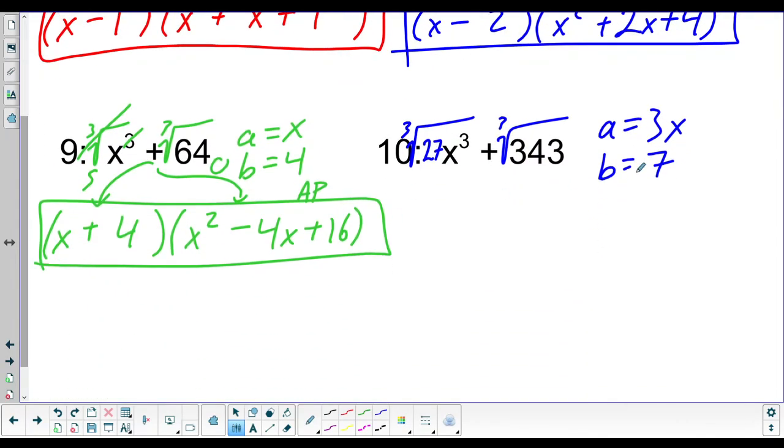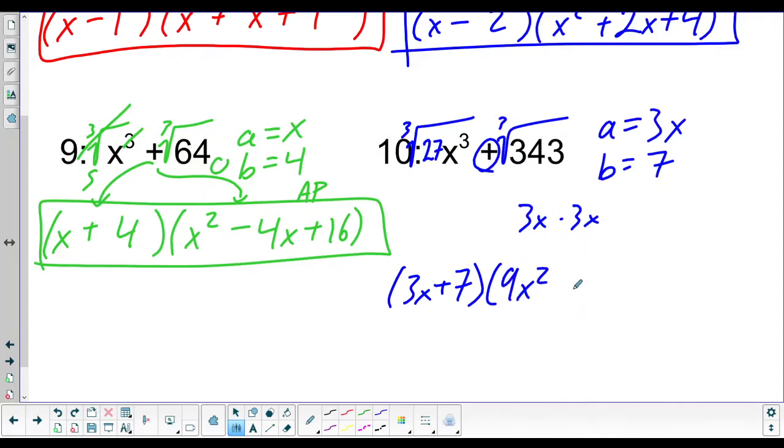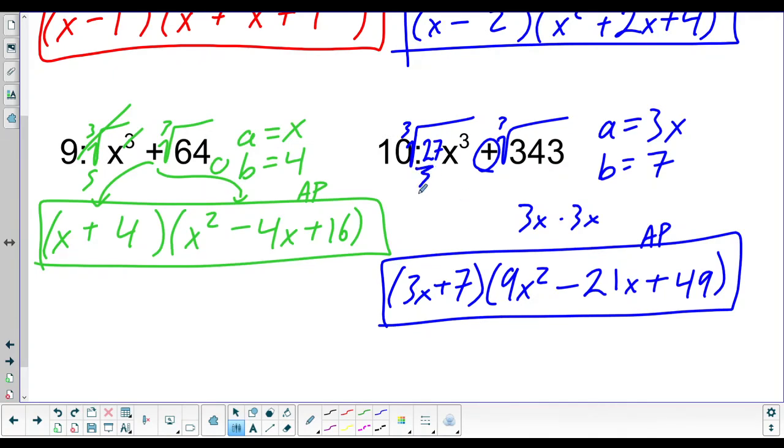Now we put these in the SOAP formula. So first set of parentheses is A, 3x, same sign as the problem, plus 7, parentheses. Now A squared, 3x times 3x, 3 times 3 is 9, x times x is x squared. Opposite, so that's a plus, so minus. A times B, 3 times 7 is 21. Bring down your x. Plus, because it's always plus, B squared. So 7 times 7 is 49. And that's your answer. See, even with the coefficient, it's not bad.